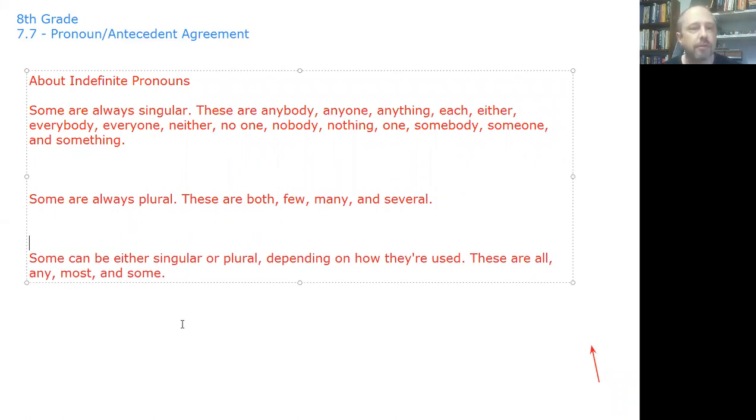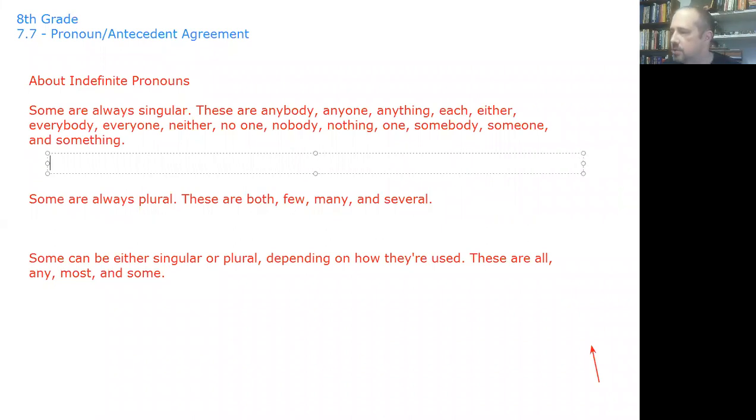All right. Excellent. So some indefinite pronouns are always singular, and they're listed there, starting with anybody, ending with something. Some of them are always plural, starting with both, ending with several. And then some of them can be either singular or plural, depending on how they're used. And this is really where the trickiness can get in. So again, let's look at some quick examples of what we're talking about here.